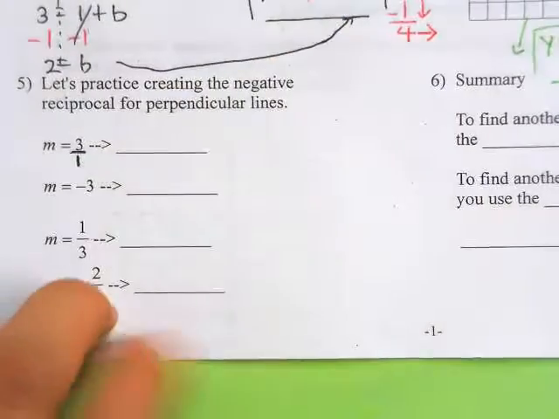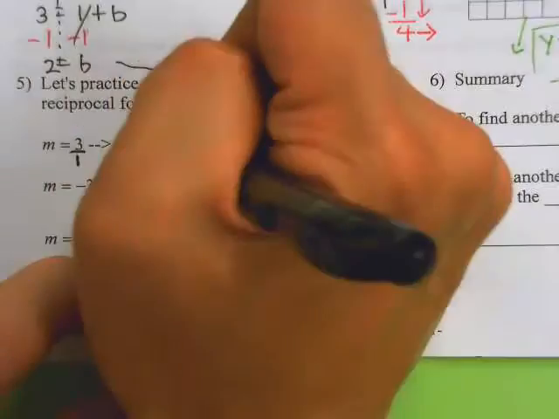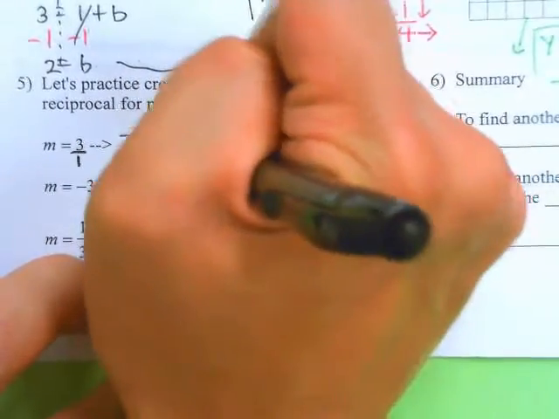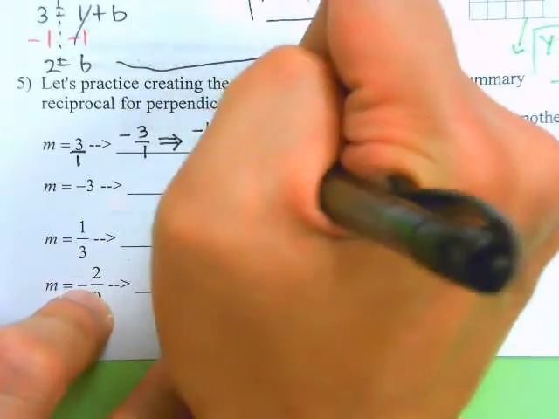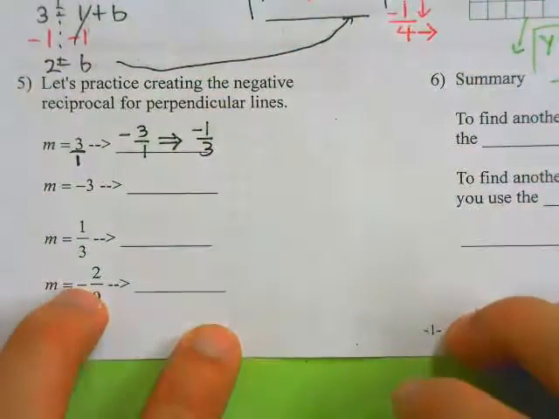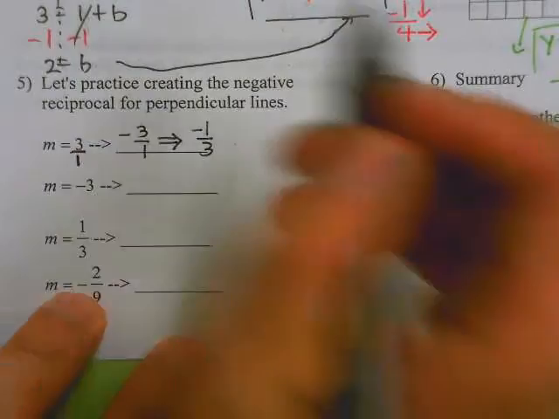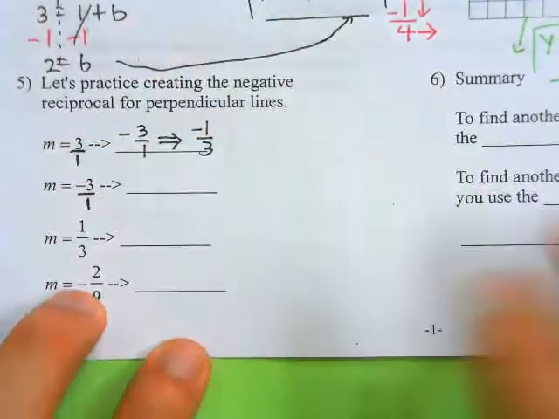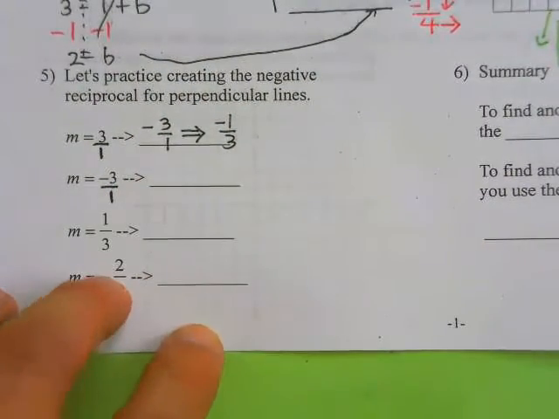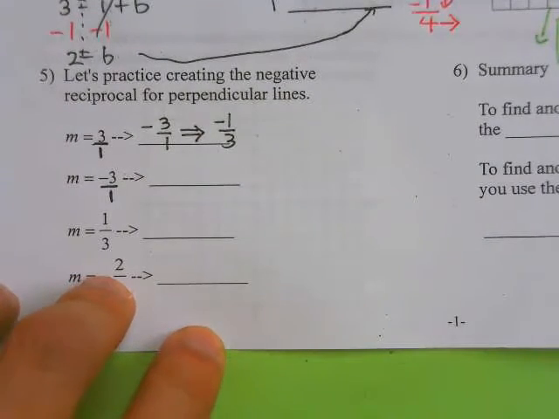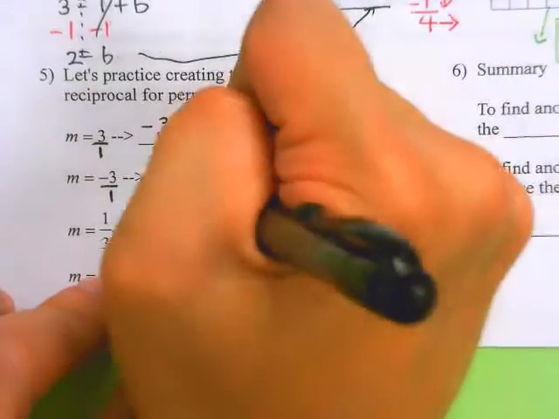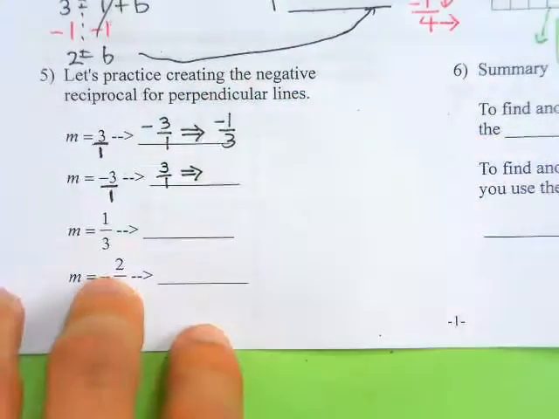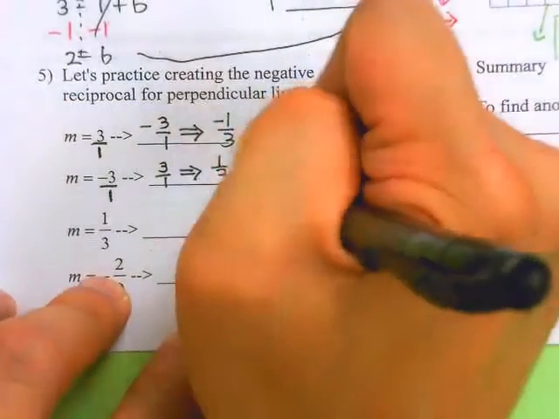So, I'm going to make this 3/1, and let's just do it step by step. Make it negative. It's going to be -3/1, and then what's the reciprocal? -1/3. Okay, so that is your negative reciprocal. Up next, let's make this -3/1. If it's already negative, then to make it negative, this turns into +3/1. Now flip it, 1/3.